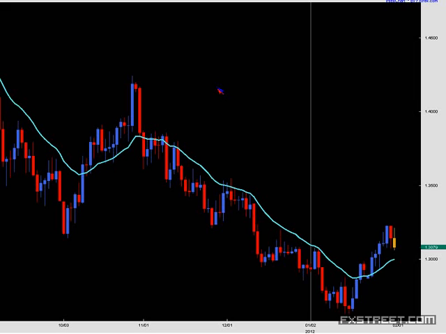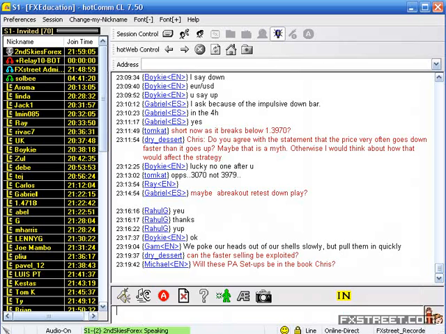Gabriel says maybe a breakout retest downplay. Not so much, because we've already created a 2-bar trading range, and it's not a key significant level. It's a level within a larger range. So to me, not so much.